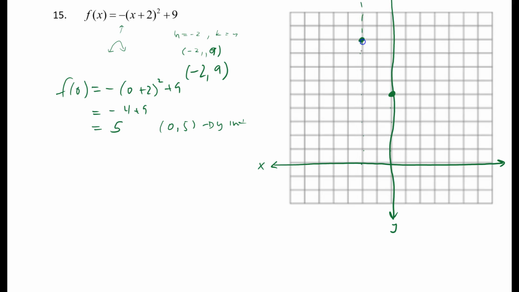We know our line of symmetry is going to be through the vertex. And so I'm going to go ahead and draw this point here by just knowing that we're going to be symmetric here. So that gives me another point.